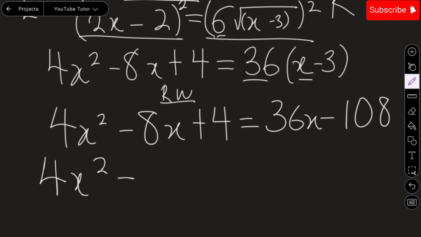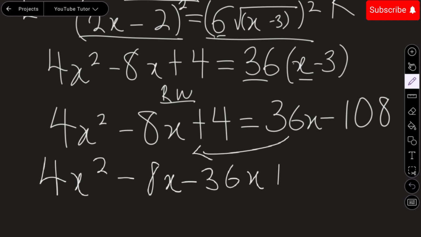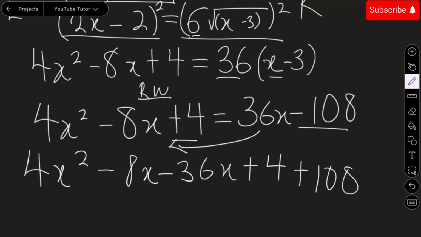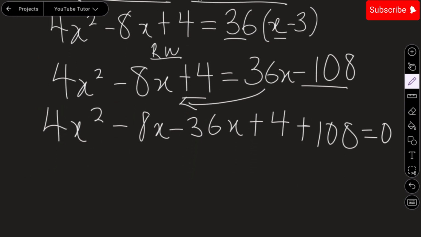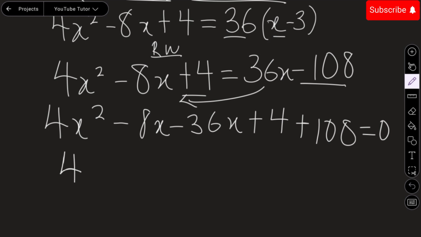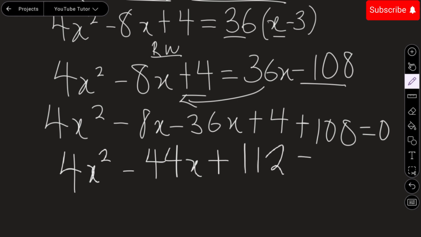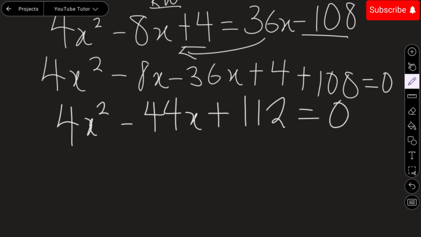minus 8x minus, this will be moved to the left hand side, 36x plus 4, it is already maintained here, plus this 108, then all being equal to 0. So now all we have is 4x squared minus 44x plus 112 is equal to 0.